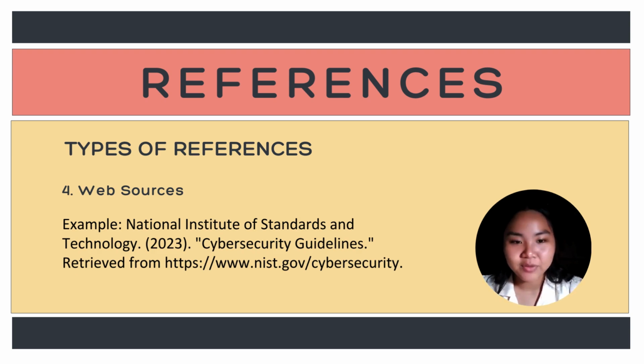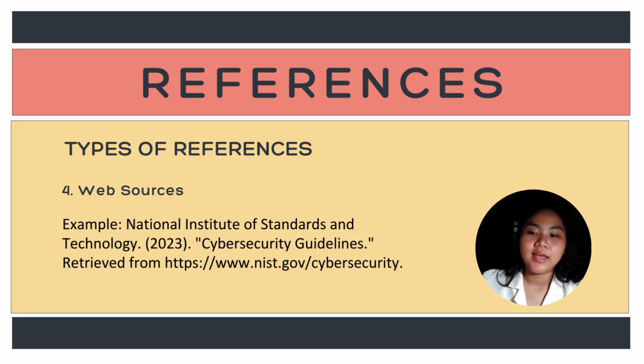We have here an example for the format of the web sources. We have the organization or author and the year. If no individual author is listed, the organization is used as the author. Next, the retrieval date is omitted unless the content is likely to change over time. And lastly, as you can see here, we have the URL. You must provide the full URL at the end.